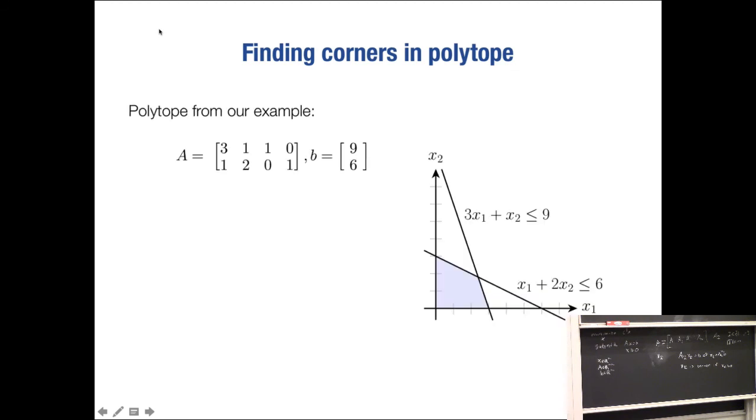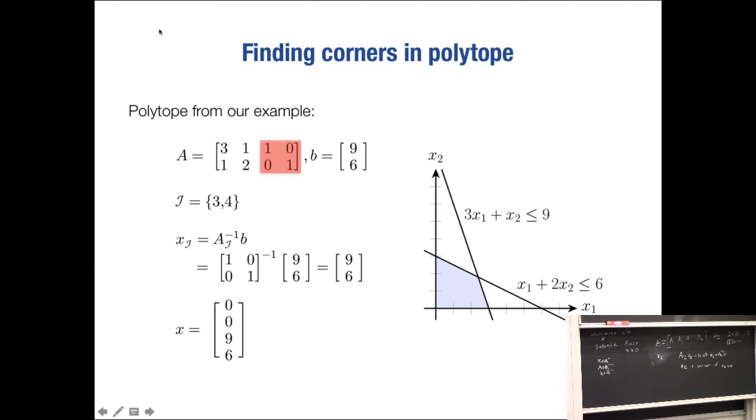So here I have the polytope I've defined for my problem. And I'm going to select some subset here. I'm selecting the third and fourth columns. So A_I in this case would be the identity matrix. To form x_I, I just take A_I inverse times b, which is the identity inverse times this, which is just that. Now I set x to be the vector that's 0 everywhere else except for those two entries. If I plot that on my original plot, and again my plot only shows x1 and x2, those two are both 0, so that's just this point right here on my polytope.